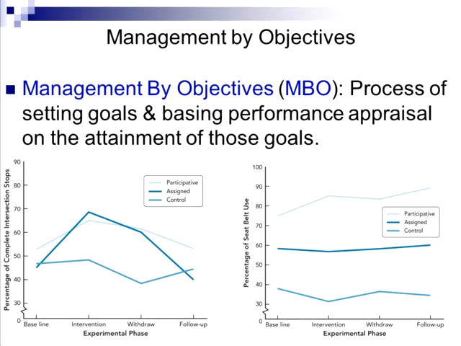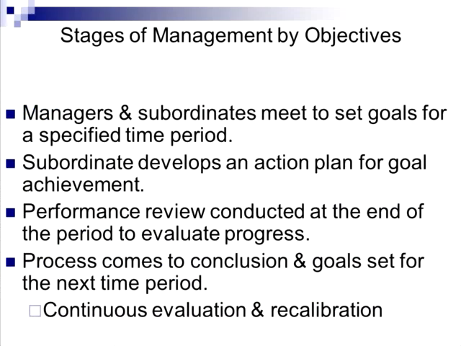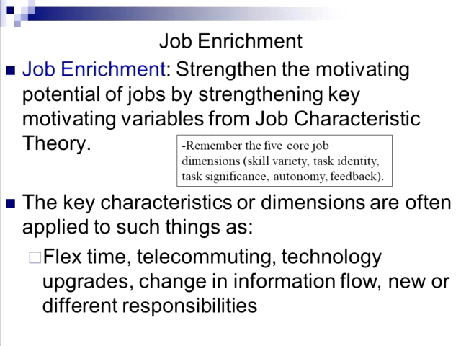We find when it comes to seatbelt use, the participant group, those that voluntarily participate, do in fact increase across the different stages. Those that are forced to, assigned to, don't change, and the control doesn't change. So kind of an interesting idea. We're going to manage by objectives and allow the workers themselves to figure out how they're going to achieve those objectives. Another application of motivational principles would be job enrichment, where you would try to strengthen the motivating potential of a job by looking at the 5 core job dimensions.